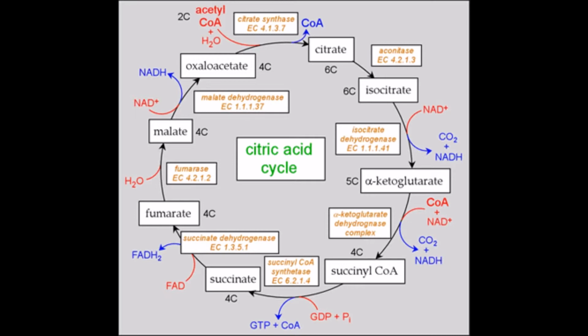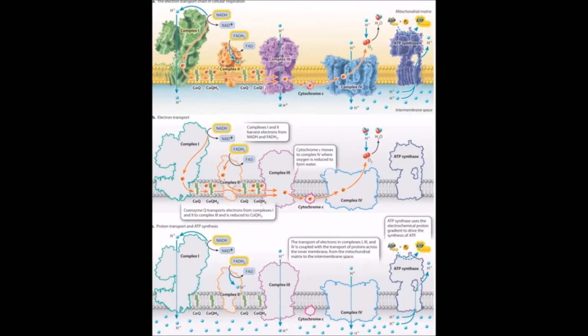The citric acid cycle produces a large quantity of electron carriers, NADH and FADH2, that are critical for the final stage of cellular respiration, the electron transport chain. The electron transport chain is composed of proteins embedded in the membrane and capable of transferring high-energy electrons from one protein to the next. There are 4 protein complexes that are embedded in the mitochondrial membrane.